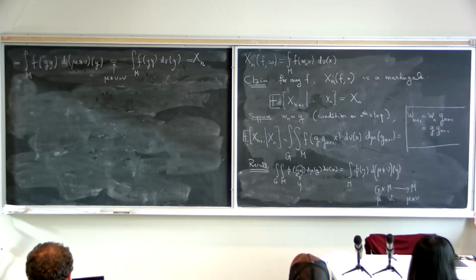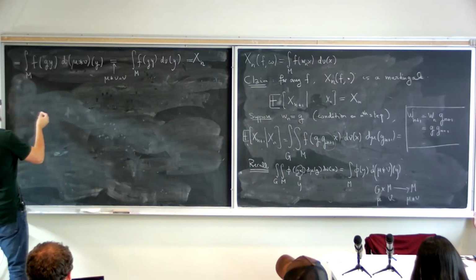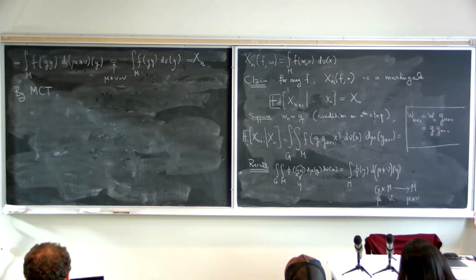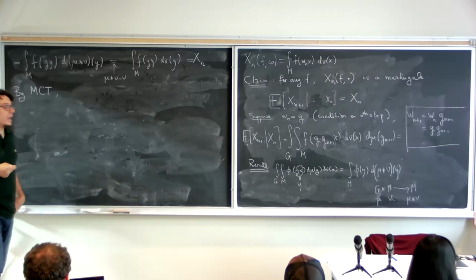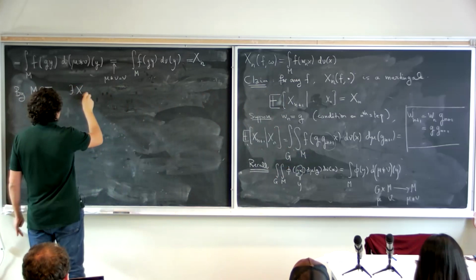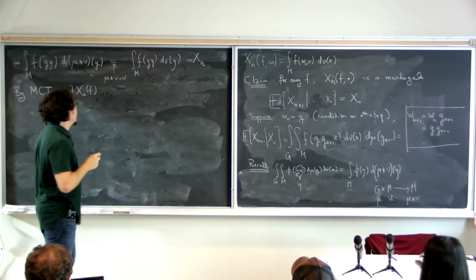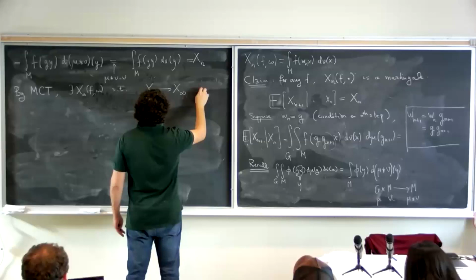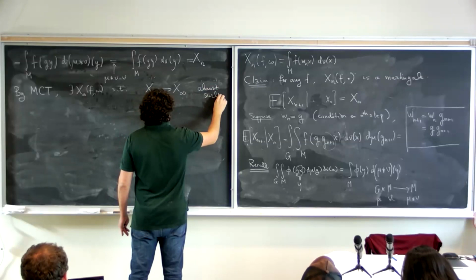And then, what else do we know? By the Martingale convergence theorem, what do we know about the Martingale? Yeah, exactly. And f is continuous, on a compact space, so it's bounded. That's right. So there exists X_infinity of f, X_infinity of f(omega) for us, such that X_n converges to X_infinity almost surely, for any f.